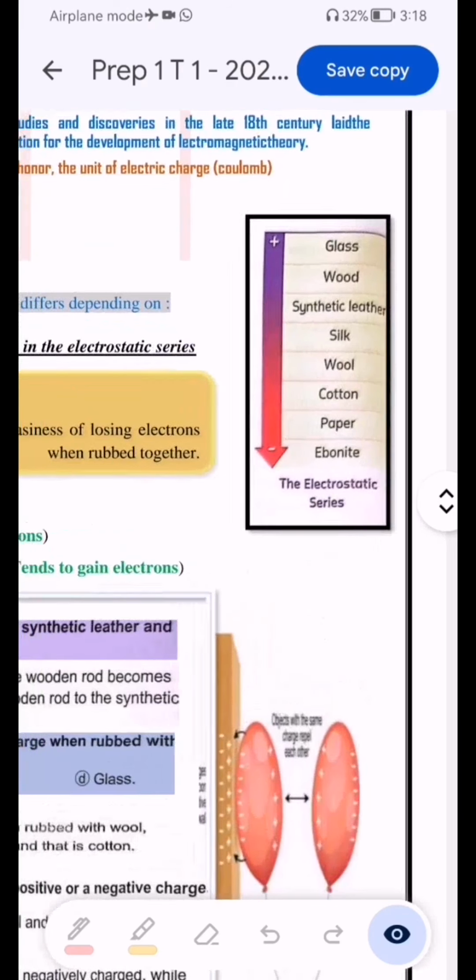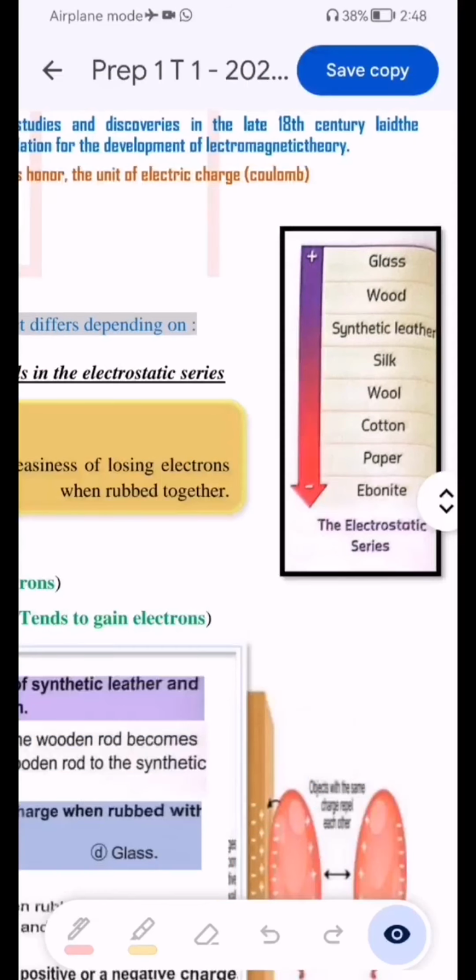Okay? What does that mean? This series starts with glass. That means glass loses electrons easier than wood, and wood loses electrons easier than leather, and leather loses electrons easier than silk. For example, when we rub glass with leather, we arranged it from easier. So the glass, higher in the electrostatic series, will lose electrons and become positive, but leather, lower than glass in the electrostatic series, will gain these electrons and become negative.